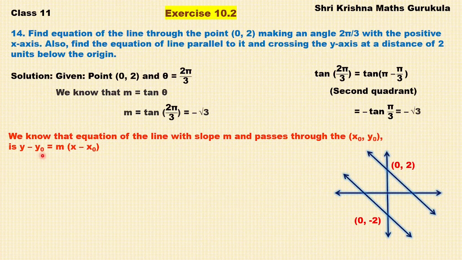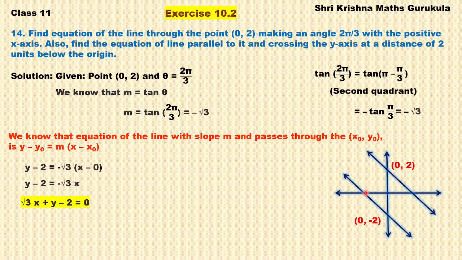That is, y minus y naught is equal to m into (x minus x naught). For x naught and y naught, we substitute the point (0, 2), and for m, we substitute this slope. So it is y minus 2 is equal to minus root 3 into (x minus 0). Simplify this. y minus 2 is equal to minus root 3 x, which will be root 3 x plus y minus 2 equal to 0 when expressed in the form ax plus by plus c equal to 0. Now we have found the equation of this line.